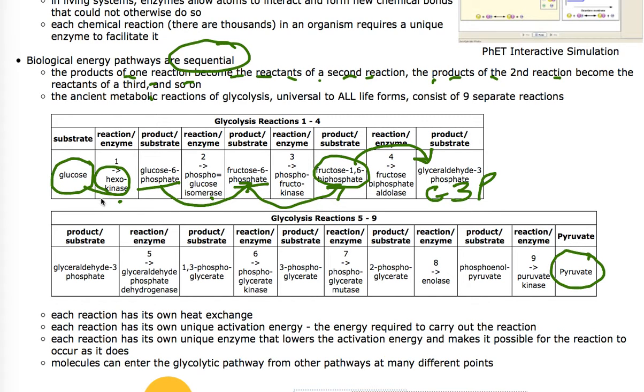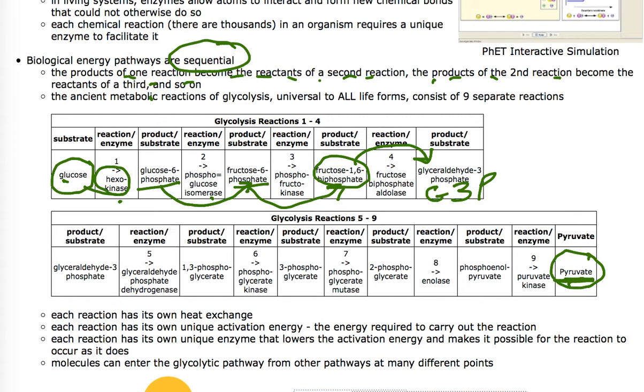What's the advantage of this is that the cell can control what's going on and release little packets of energy that are capturable along the way. So this stepwise reaction sequence looks complicated, looks like overkill, but in actuality, it allows your cells to carefully control the conversion of glucose to ultimately pyruvate, which is mitochondria food, and along the way, pull energy out of specific steps where it needs to be taken out and stored.